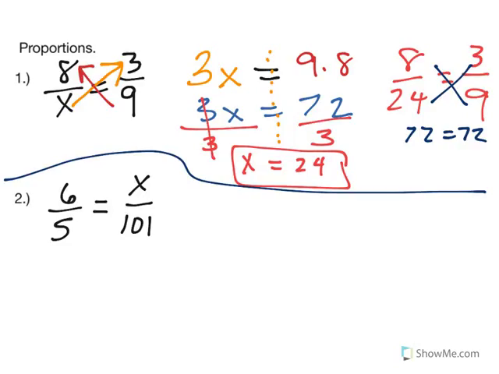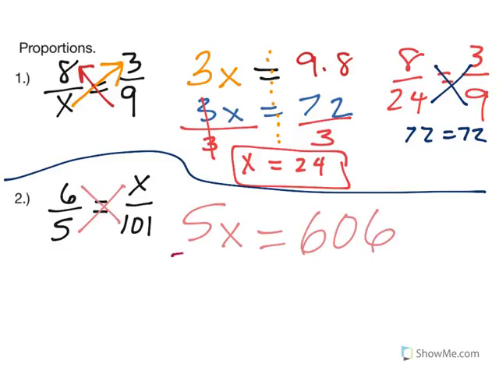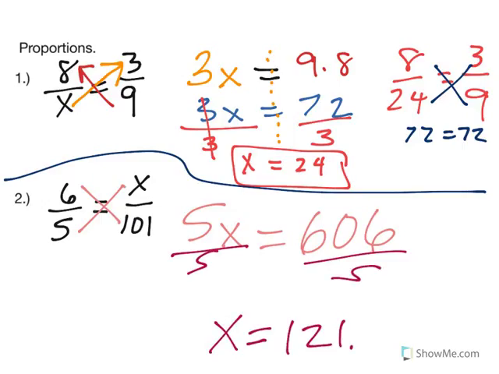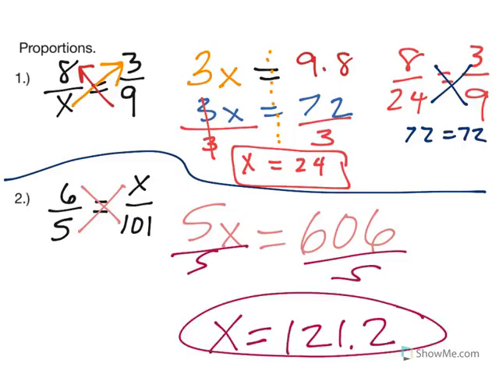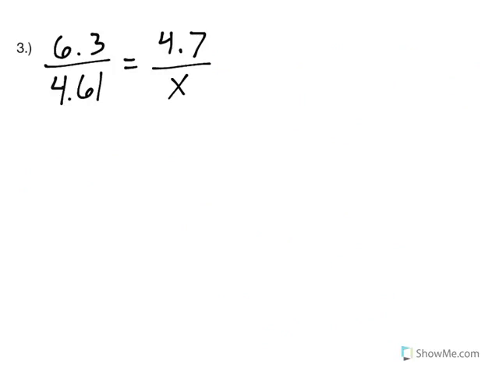So in number 2, when I go ahead and cross multiply, I get 5x equals, go the other direction, 606. Divide both sides by 5, and x equals 121.2. You might want to go ahead and hit pause, try some of these. If you get stuck, I'm going to work them all out, so you can always come back and watch. But it might be good practice to try as many as you can on your own first.